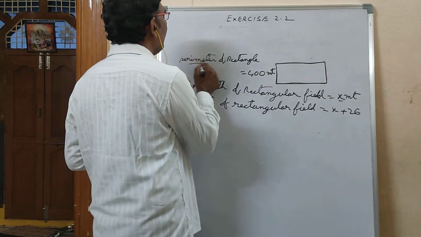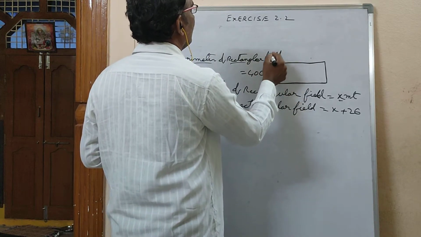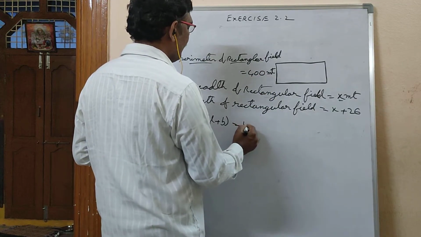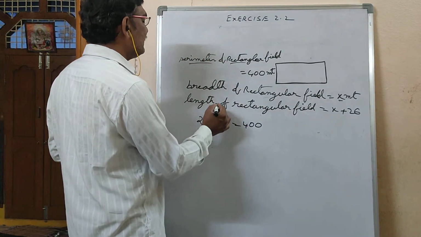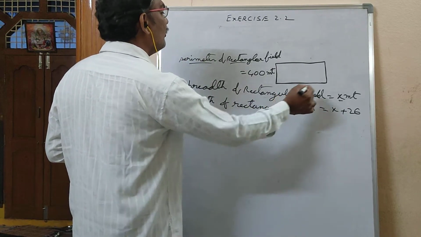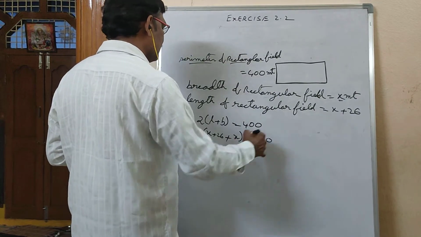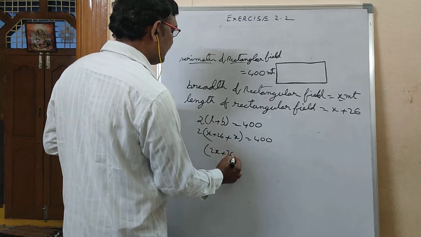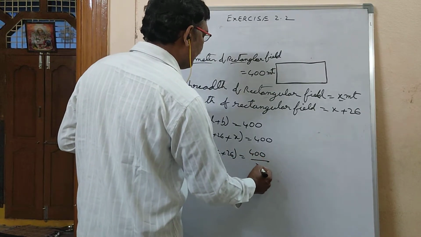So the perimeter of a rectangular field. Perimeter of a rectangle formula is 2 into (L plus B). How much they have given already for perimeter? 400 meters. The 2 as it is I am writing. L means length, how much I have to write here? x plus 26. Breadth, how much I have to write? x. Is equal to how much? 400. This 2, take to that side. Inside the brackets, x plus x is 2x, plus 26, equals... 2 is multiplying here or not? If you take to this side, it will divide.